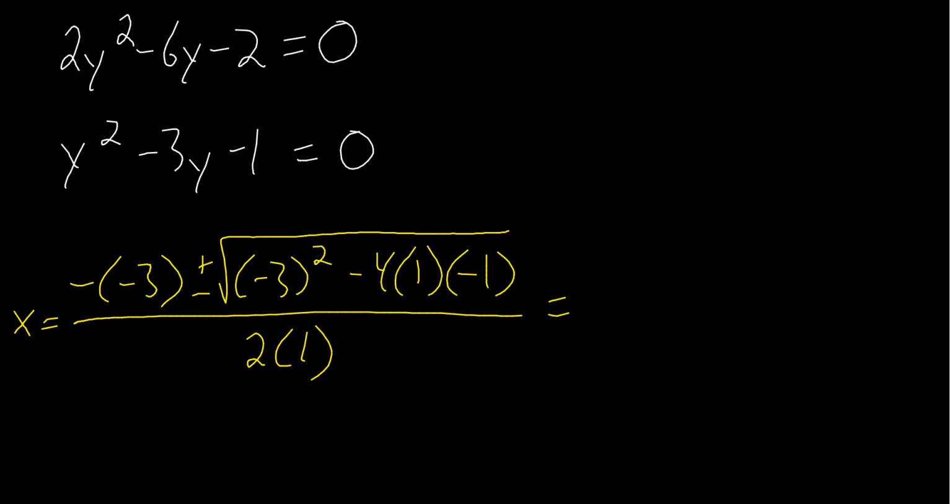I said x, but this is actually a y, isn't it? So let's go ahead and change that x over here. I'm afraid that probably won't show up on the notes, but oh well. So y is equal to 3 plus or minus the square root of 13, all over 2.